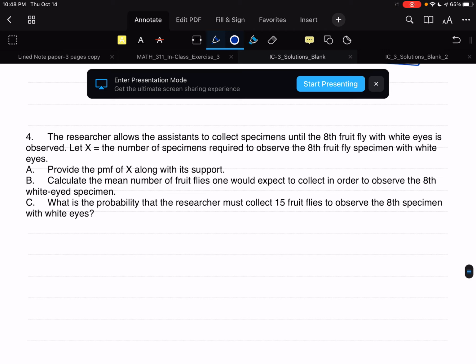Now the fourth problem, the last one to deal with the fruit flies, says the researcher allows the assistants to collect specimens until the 8th fruit fly with white eyes is observed. Let x equal the number of specimens required to observe the 8th fruit fly with white eyes. So x is a negative binomial because, again, we have Bernoulli trials. They're either white eyes or they're red eyes. We're sampling without replacement, but we're sampling much less than 5%.